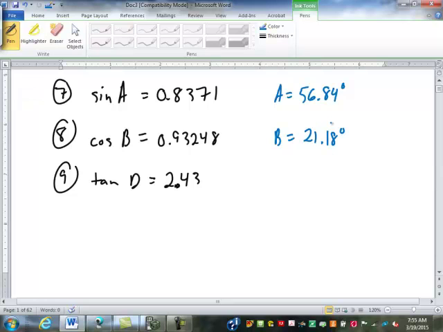Well, we're going to point this out as part of our lesson, but notice here, this is almost one, that's a big angle. This is almost one, that's a small angle. We're going to look at that here in a couple minutes. Tangent D comes out to be 67.64.